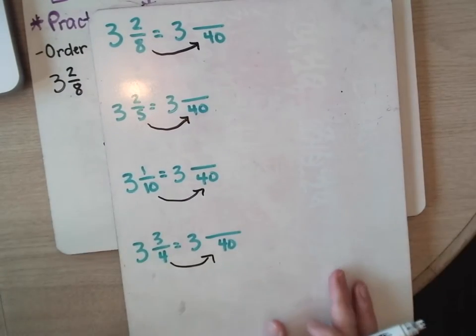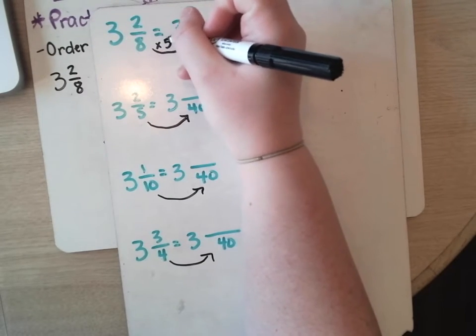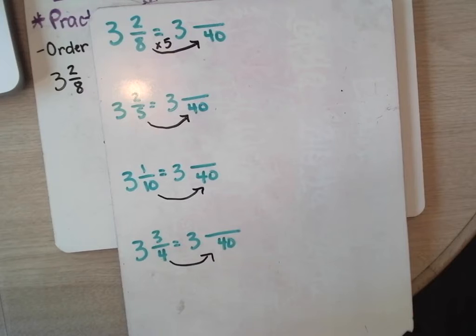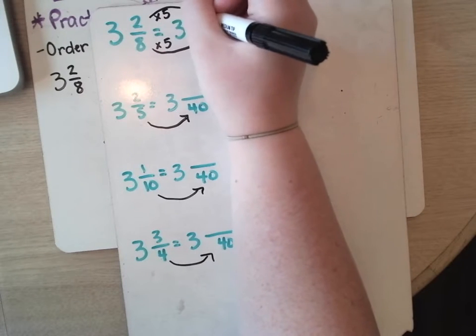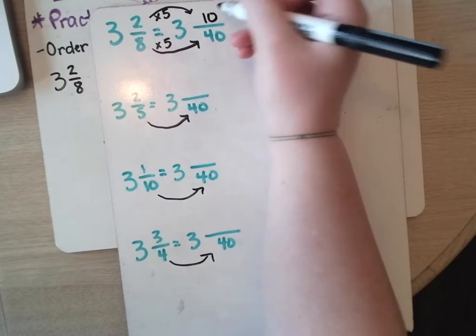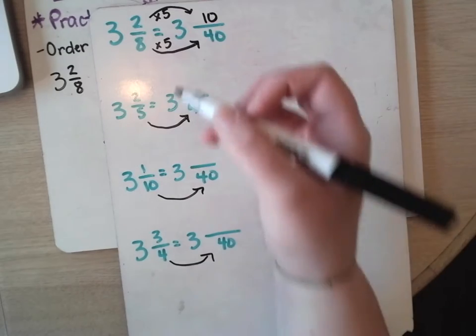So your first thing is to think, how do I go from 8 to 40? Well, 8 times 5 equals 40. So I must do the same thing to the top. 2 times 5 equals 10. So now I have 3 and 10/40.